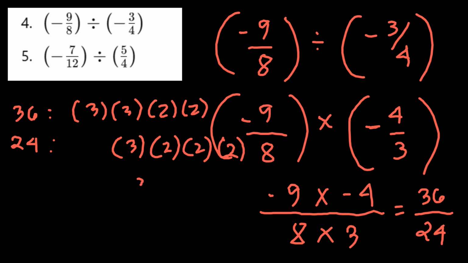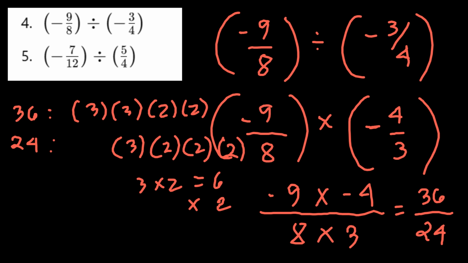Let's check it. 3 times 2 is 6, and then times 2 is 12. So see, it's just easy, I'm telling you. That's why we were missing another 2 over here. So 3 times 2 is 6, 6 times 2 is 12, and then 12 times 2 is 24.